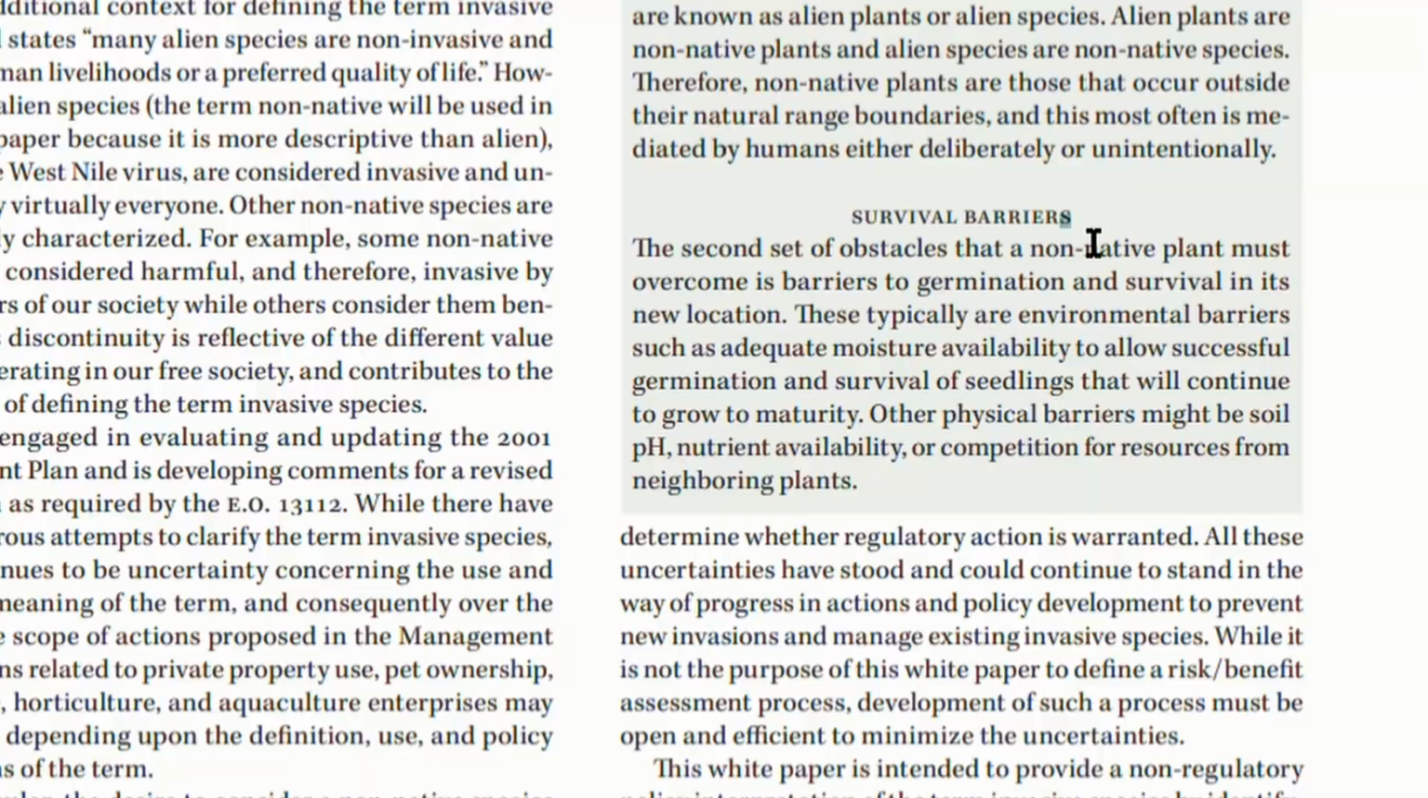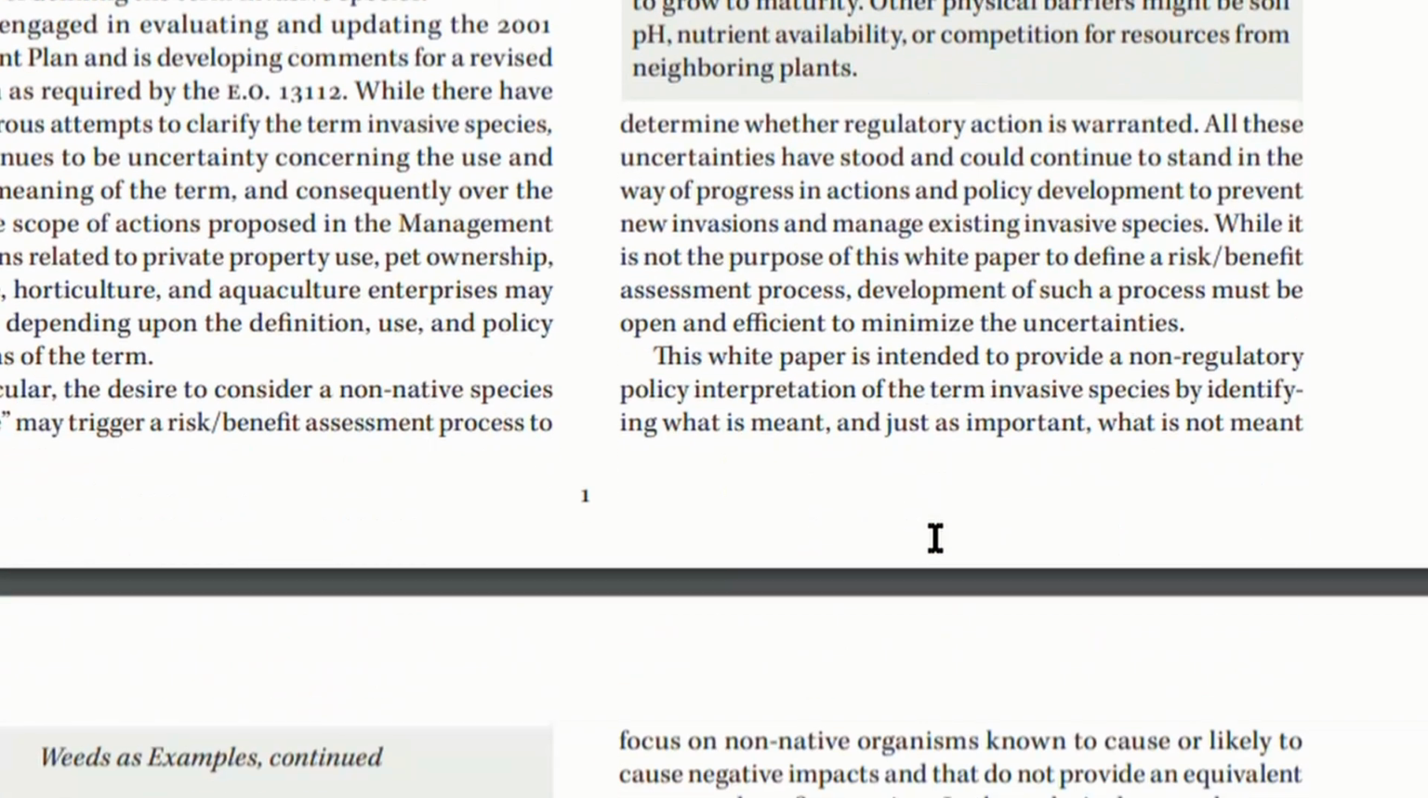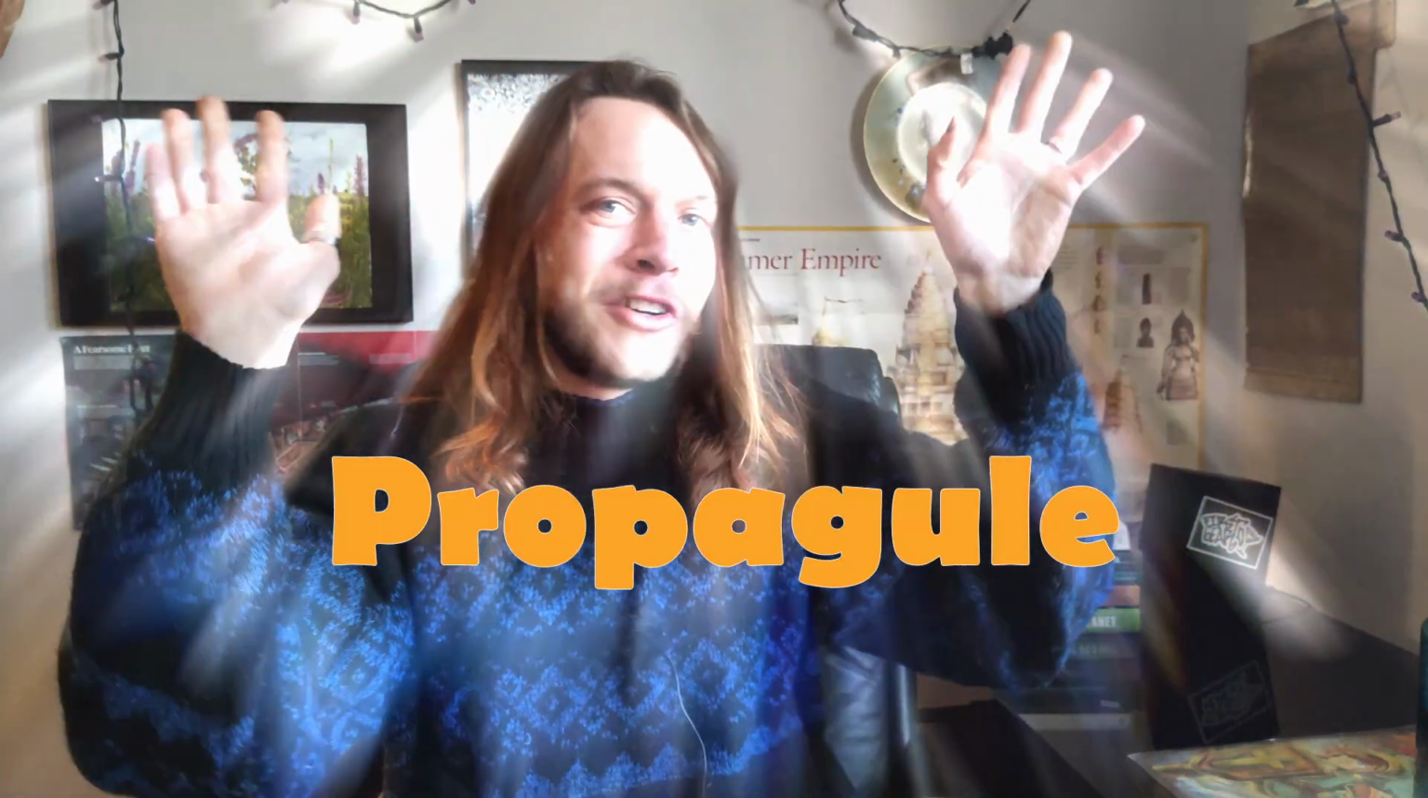That being environmental pressures which a species has to overcome in order to establish itself in its new habitat. And as with most plants, or just most species in general, those environmental survival pressures are at their most intense when the species is still a propagule.